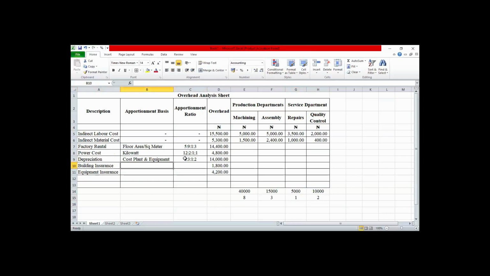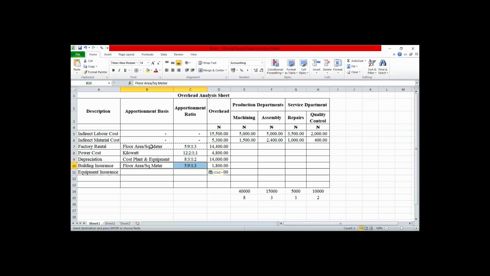The next one is building insurance. That should be floor area, if I'm right. How do we now apportion building insurance? Floor area. We use floor area because it's building, and any expenses relating to building, we use floor area. Just copy that figure and copy the ratio and put it in that place. That's all. Is it cleared? Yes, sir.